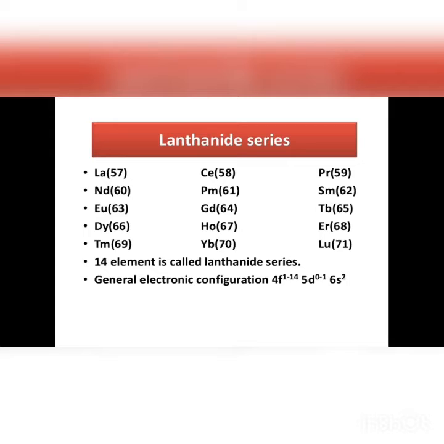The reason for this is that as we move one step further after lanthanum, the energy difference between 4f and 5d orbitals becomes very, very small. And the 4f orbital becomes decisively more stable, and hence after lanthanum or so, the incoming electron preferentially enters into the 4f orbital.